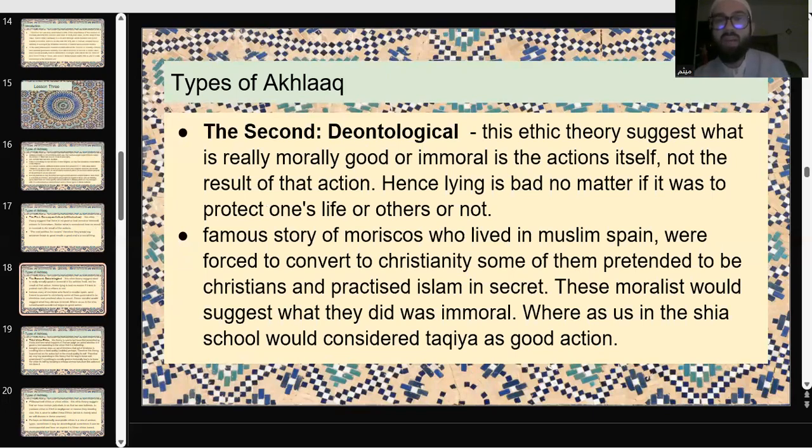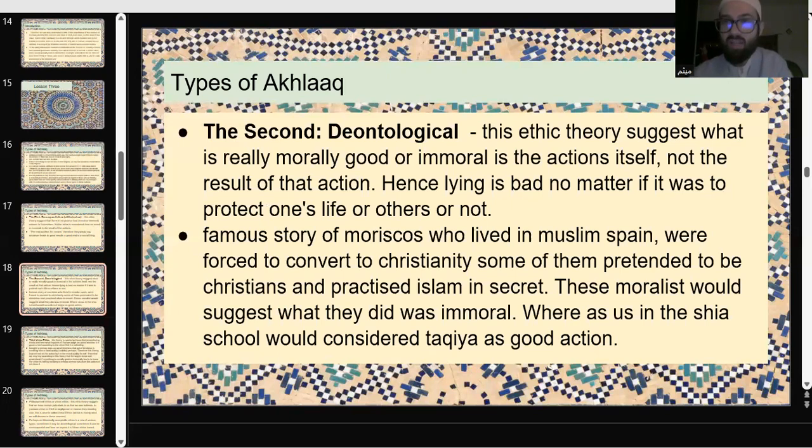So the second one that we have is called deontological. This ethical theory is not looking at the consequence of the action. Rather, this ethical theory suggests that what is really morally good or what is really immoral is the action itself, not the consequence of the action, not the result of the action. Hence, lying is bad, no matter if it was to protect one's life or protect others' lives or not.